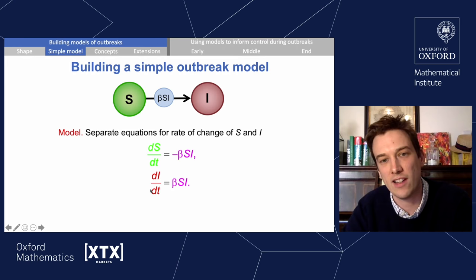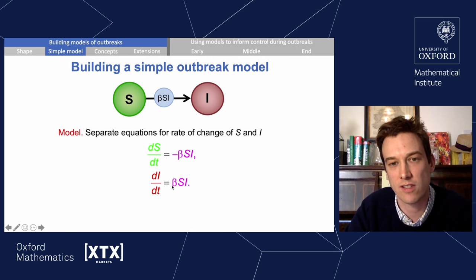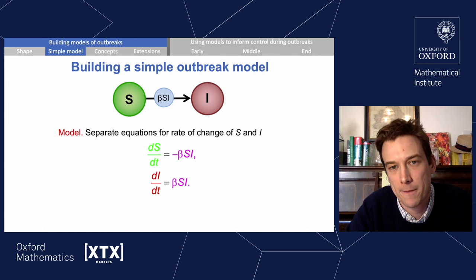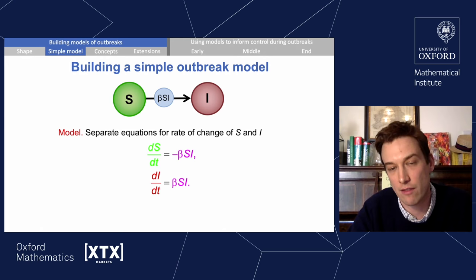Similarly, at the bottom we have an equation for the rate of change of the number of infected individuals. The number of infected individuals increases during the outbreak as infections happen, and so its rate of change is positive. That's why there's no negative sign on the right-hand side of this equation. In particular, the overall rate of infection is given by this beta SI. This is the rate at which the number of susceptible individuals decreases and the number of infected individuals increases. And that rate is proportional to both S and I.